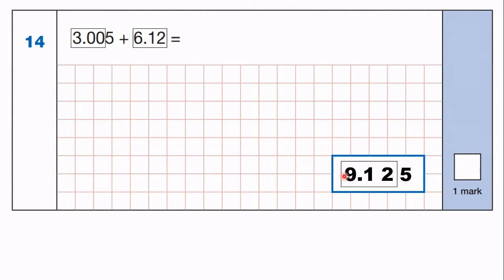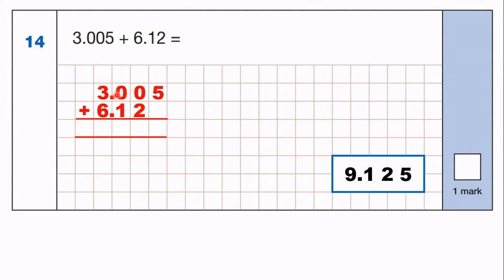But we can always use column addition if we're unsure. So we have our decimal points lined up, which means that all of the place values in our question will be lined up as well. Now we can write a 0 in our empty place value column, and so we don't forget, let's copy the decimal point down into our answer straight away. Now 5 plus 0 is 5, 0 plus 2 is 2, 0 plus 1 is 1, and 3 plus 6 is 9, so we have our answer.